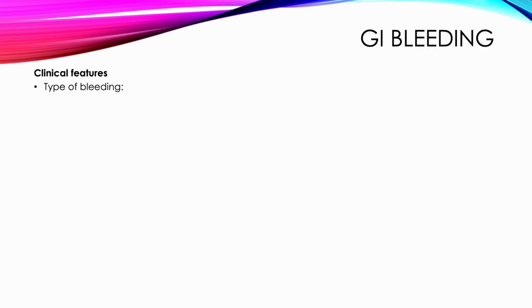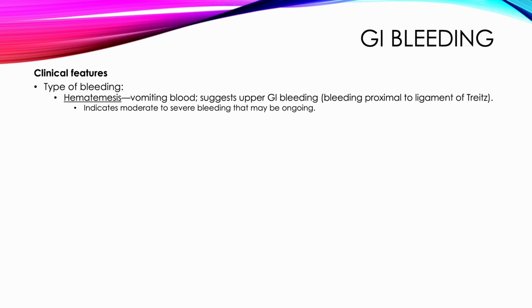All right, so let's talk about some vocabulary, different terms that come up when we talk about GI bleeding, just to refresh ourselves. First of all, hematemesis is vomiting up blood, and hematemesis is going to suggest upper GI bleeding. I've never seen a lower GI bleed present as hematemesis. It just doesn't work that way. Bleeding proximal to the ligament of Treitz, again there in the portion of the duodenum, can cause hematemesis, and it can be anywhere from a little bit of blood to severe bleeding, and it can be ongoing.